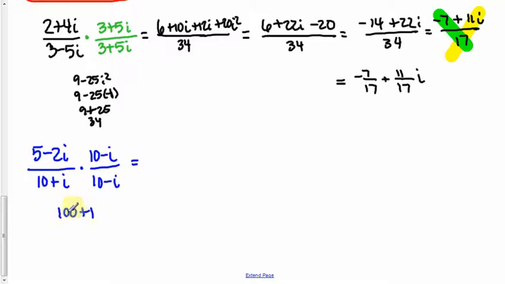Let me show you again. This is what I think it's going to be. So if I multiply the first times the first and the last times the last, I'll end up with 100 minus negative 1, which is 100 plus 1. So it's always square the first plus the square of the coefficient of the last. So you're going to get 101.